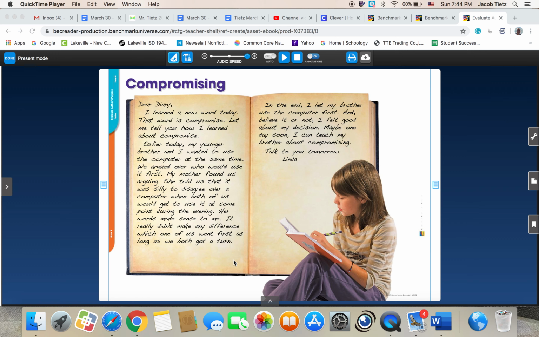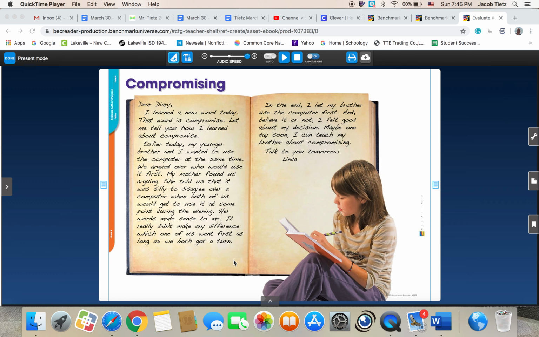What we want to do first is think about the passage and talk about the different ways that we find author's purpose. The word PIE can help us remember what the kinds of author's purpose are. P stands for persuade, I stands for inform, and E stands for entertain.